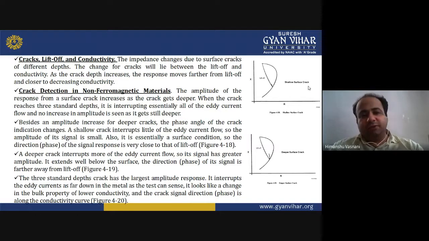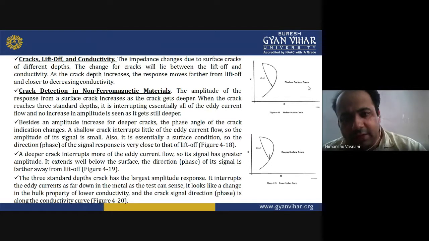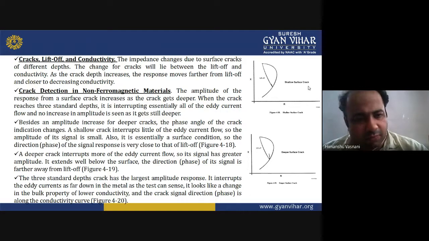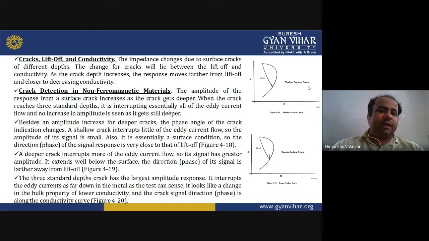Now, crack detection in non-ferromagnetic materials. The amplitude of the response from a surface crack increases as the crack gets deeper. When the crack reaches three standard depths, it is interrupting essentially all of the eddy current flow, and no increase in amplitude is seen as it gets still deeper. Besides an amplitude increase for deeper cracks, the phase angle of the crack indication changes.